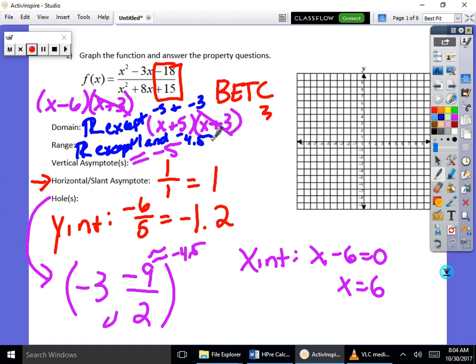Okay, so I have a vertical asymptote at negative 5. Boom, boom, boom, boom, boom. I have a horizontal at 1. Dot, dot, dot, dot, dot. Beautiful. I have an x-intercept at 6. I have a y-intercept at negative 1 and 2/10, so eyeball it, sorry. I have a hole at negative 3 and negative 4.5. So if that's 4, that's 5. Right here, I put an open circle. Oh, that didn't, hold on, let me change the thickness of my pen.